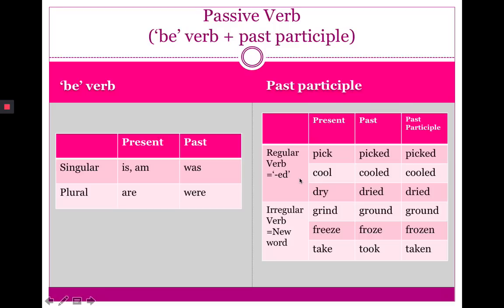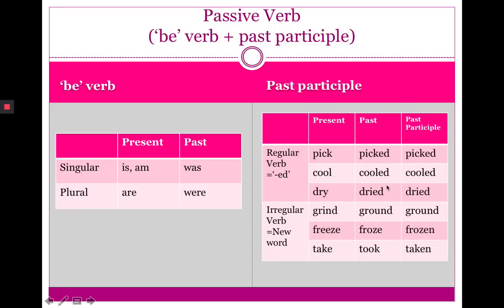Okay, so when all these verbs transform into past tense, you just simply add ed to it, right? So for all the regular verbs, you just add ed to the past tense. And same goes to the past participle, you also add ed to them. Okay, so they are very similar to the past tense form. So pick becomes picked, and past participle is also picked. Cool becomes cooled, and also past participle cooled. Alright, so ed, you just add ed to them. Okay, dry becomes dried, and dried.